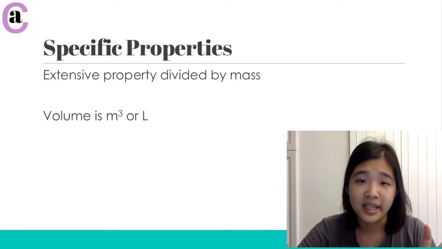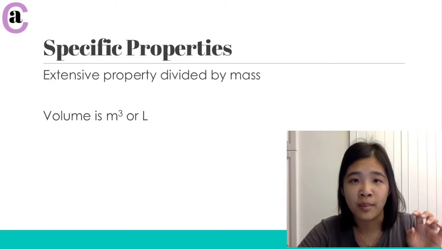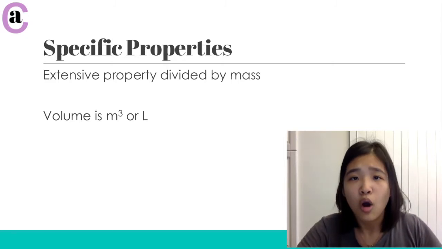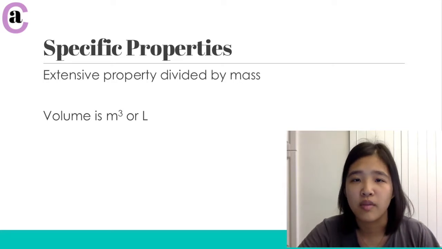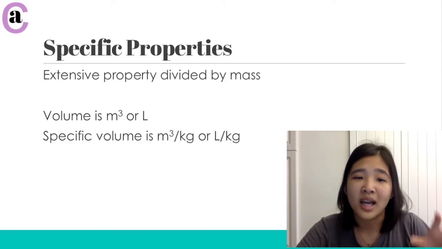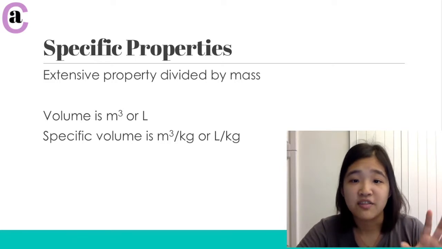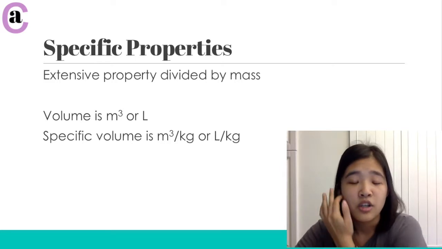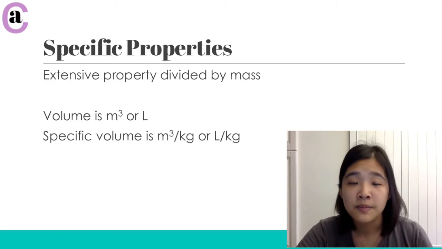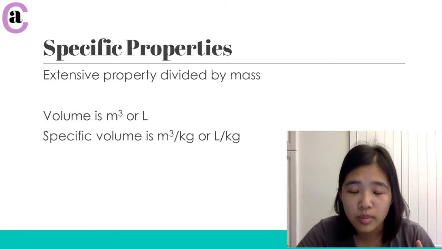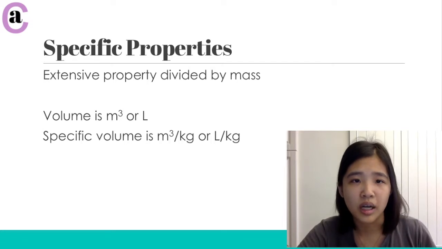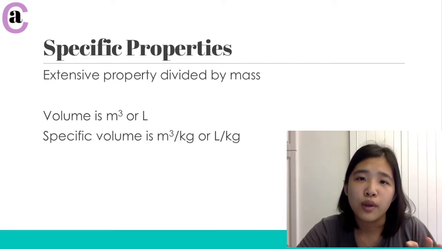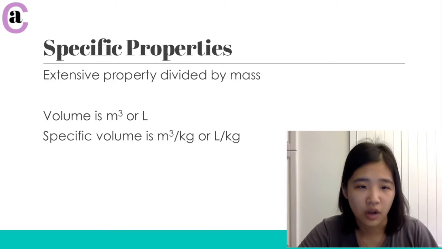Some good examples are volume. Volume in itself you can measure in meters cubed or liters. And of course, there are other kinds of measurements, but these are some of the most common. And you get specific volume by dividing each of those by mass. So when we talk about SI units, we can use meters cubed divided by kilograms, or liters divided by kilograms. Both of those measure specific volume.